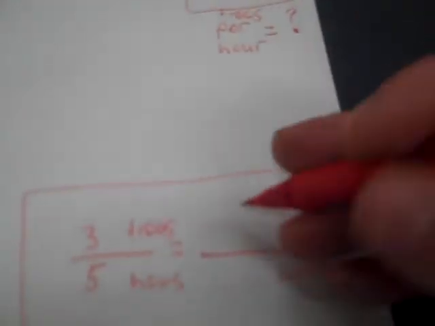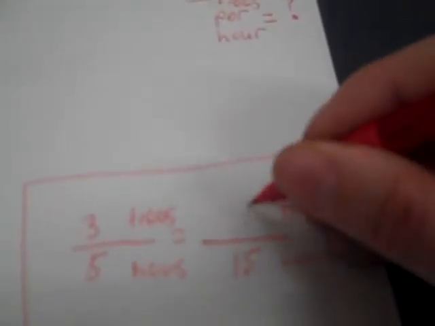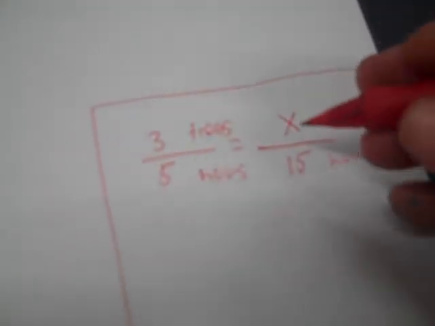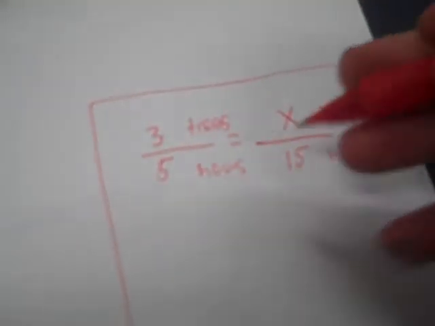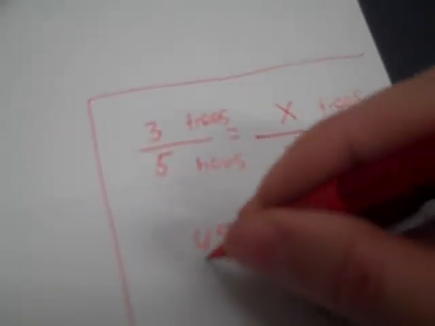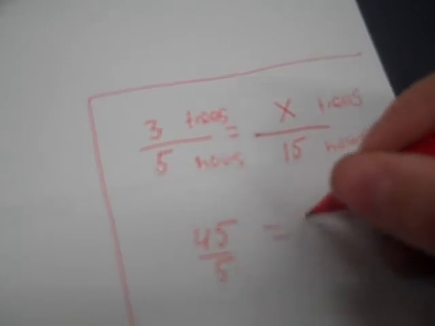Okay, so when I read this problem, I know we did 3 trees in 5 hours. So 3 trees, 5 hours. Okay, and I know we had 15 hours of work, so 15. And then the trees is X, okay? So I can just multiply and divide. 3 times 15 is 45, and then divide by 5 equals 9, okay? So 9 trees. Okay, next page.